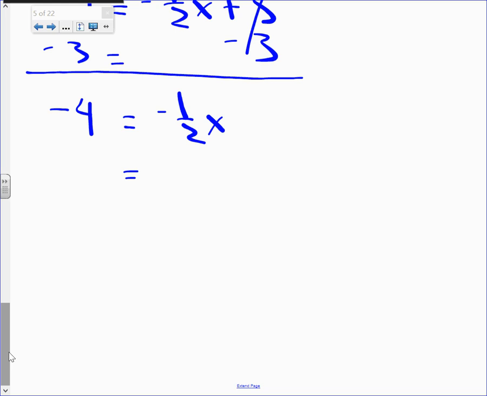Multiply it. Okay, so we want to multiply both sides by negative 1/2. Is that what you're saying? Multiply both sides by negative 1/2? Because remember, in an equation, whatever I do to one side, I got to do the other, because it's an equation.